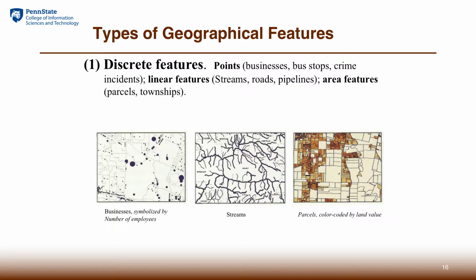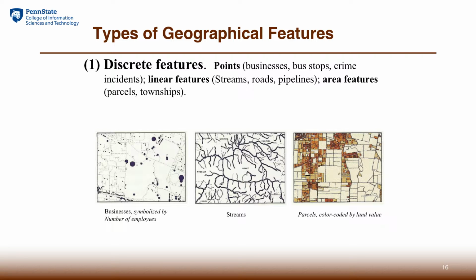Linear features tend to have a certain size in length, but their width is not large enough to become an area. And an area feature is usually significantly sized, so that we have to recognize the boundary and inside and outside. For example, townships and parcels.